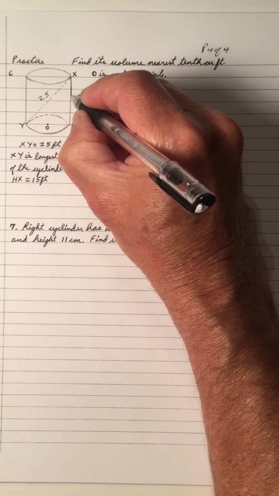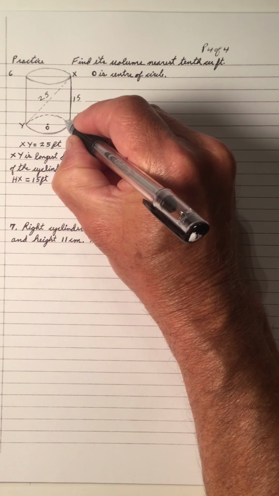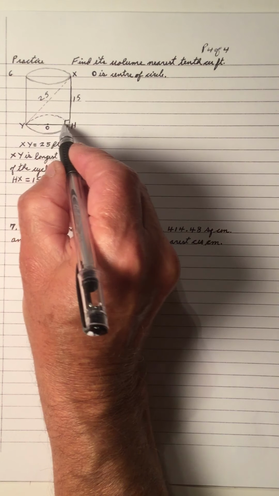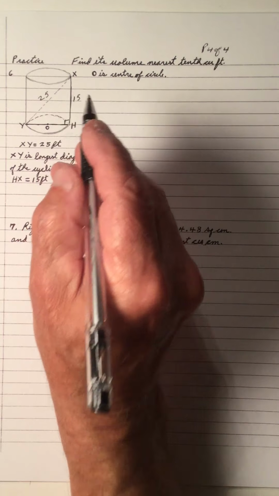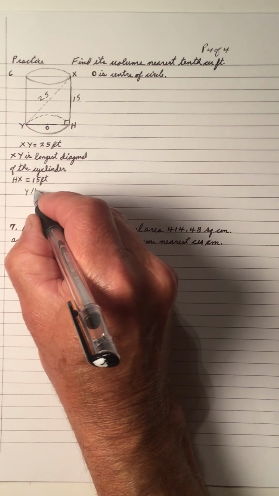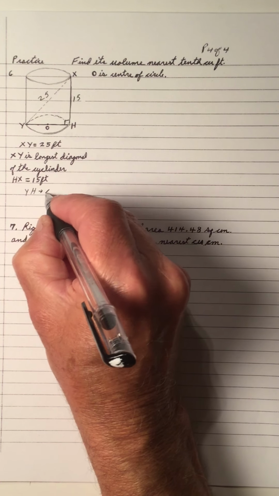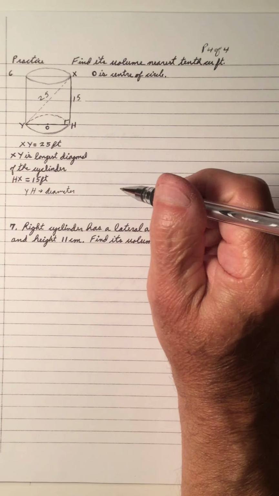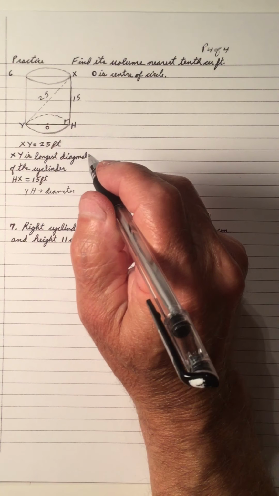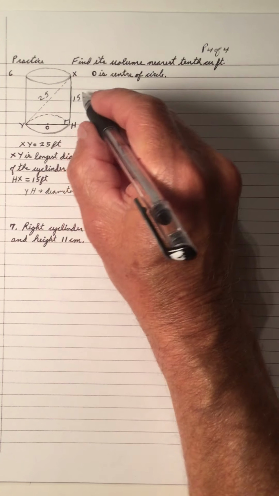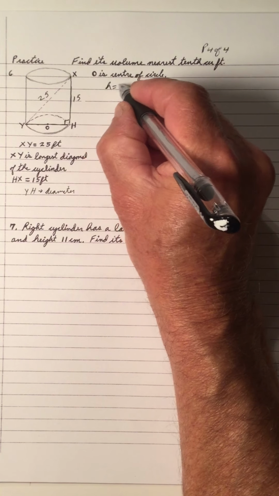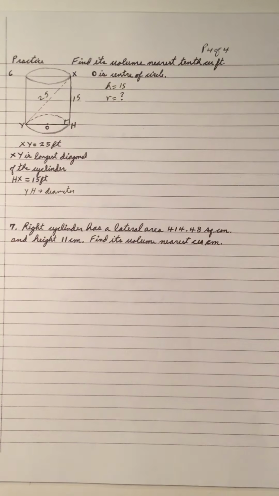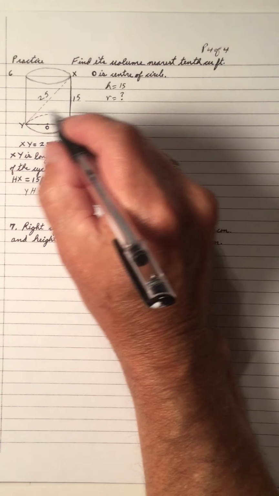And this is understood to be the height of the cylinder, so there's a right angle right here. And if we draw the diameter passing through O, YH is your diameter. So to get the volume, we need pi r squared h. We have the height of 15, but we need the radius, and we don't have it. It's a question mark. So we have to get the radius.